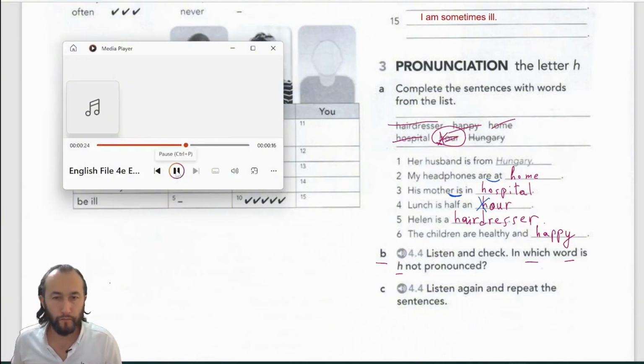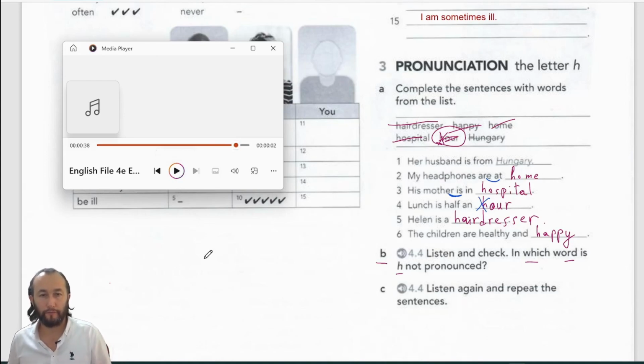4. Lunch is half an hour. 5. Helen is a hairdresser. 6. The children are healthy and happy.